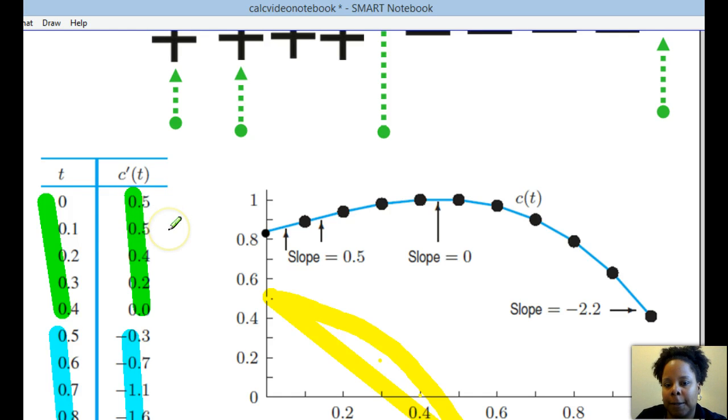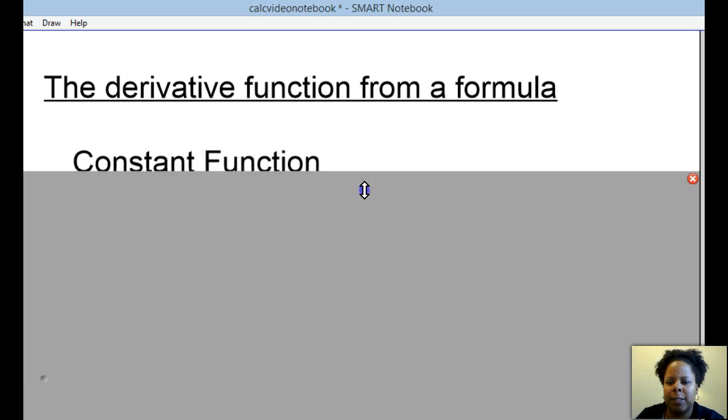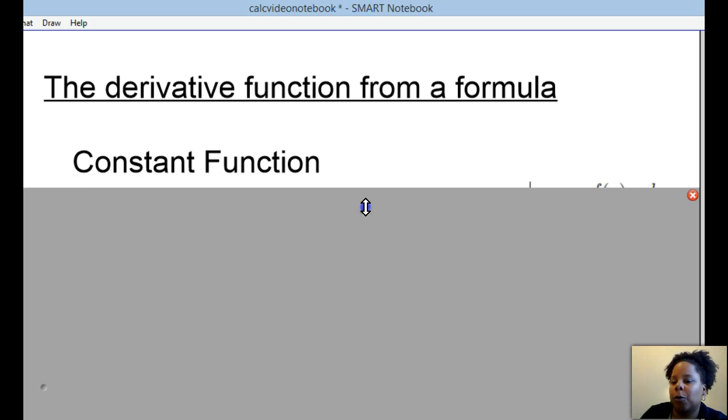Okay, last but not least, we're going to talk about the derivative function from a formula, and you're going to be responsible for memorizing a lot of these formulas. So I suggest you start making a list. And some of them are kind of self-intuitive if you think about it. So let's take a look at one of the simplest functions out there, which is the constant function. It's a horizontal line at some value, f of x is equal to k.